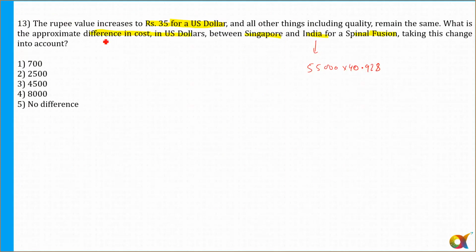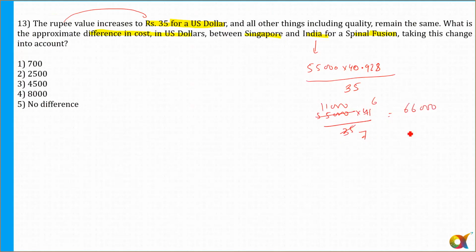But now it says the rupee value increases to 35. So how much is it now in dollars? Divide by 35. This is the new value for India in terms of dollars. So I can say this is 5,500 into 41 approximately upon 35. So 5 into 7 is 35, and that is going to 11,000, approximately. 7 into 6 is 42. So that will come out to be how much?